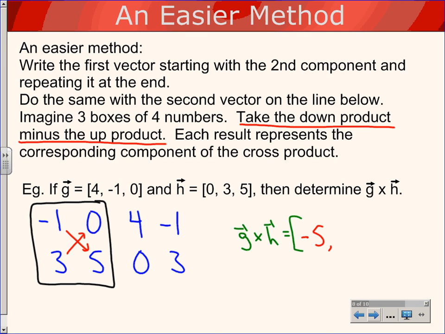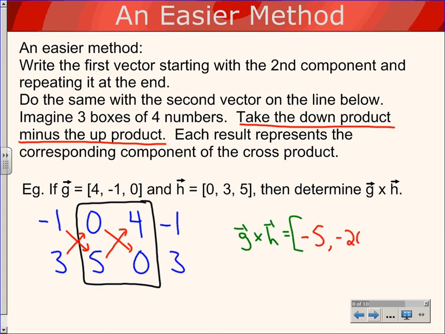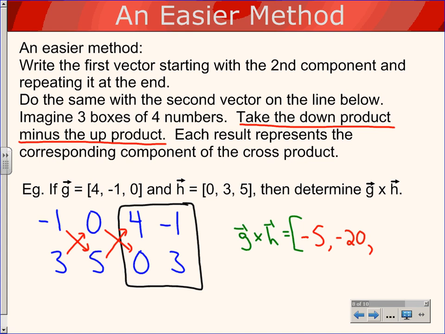Okay. Then we take our box and we shift it over to the next set of numbers, and we do the same thing. 0 times 0, take away 5 times 4. So 0 take away 20 is -20. And then the last one, slide the box over again, down product minus the up product. So 12 take away 0 again is 12.